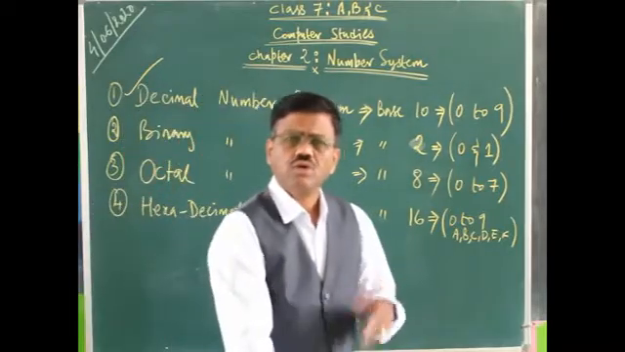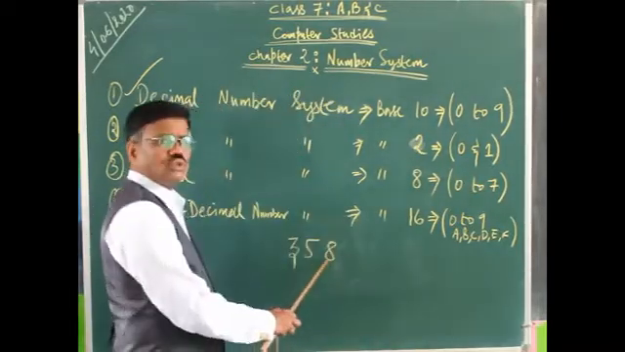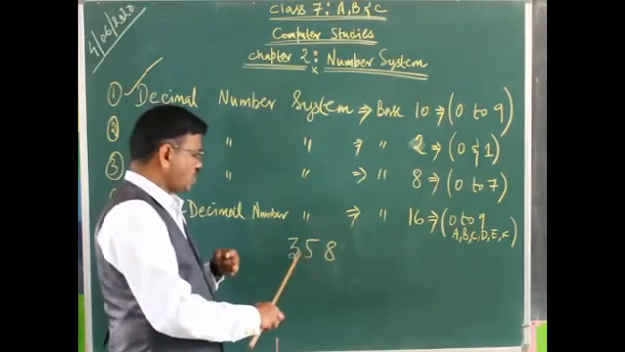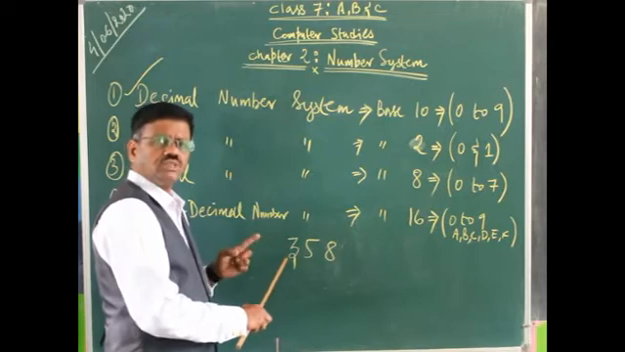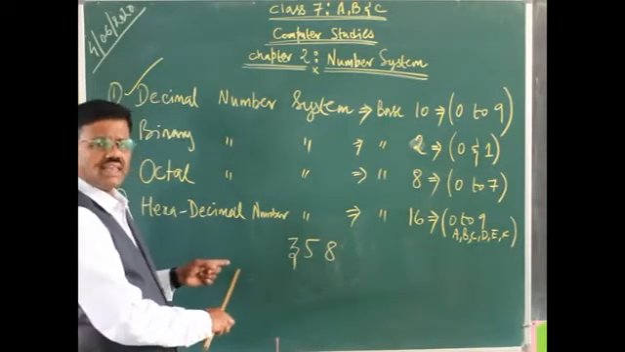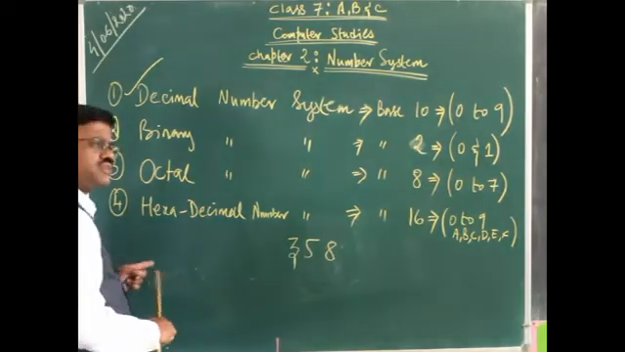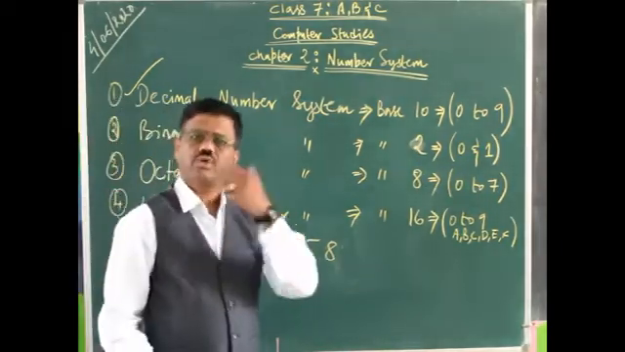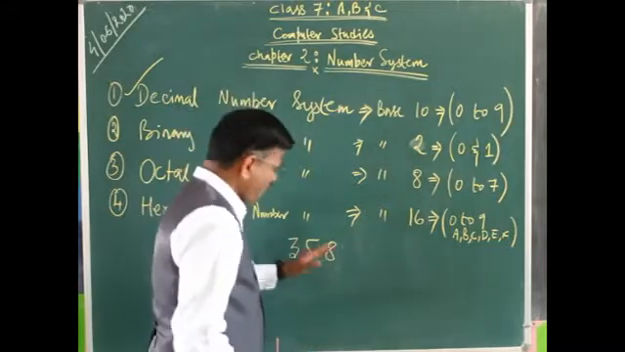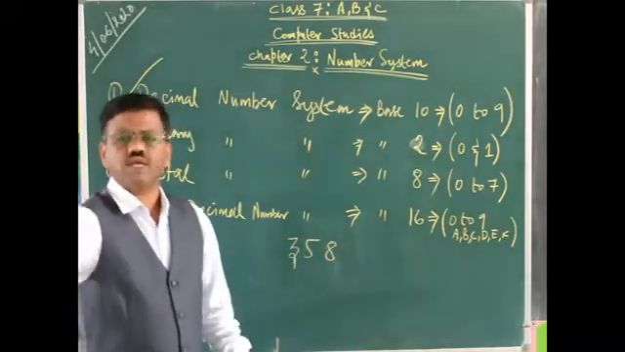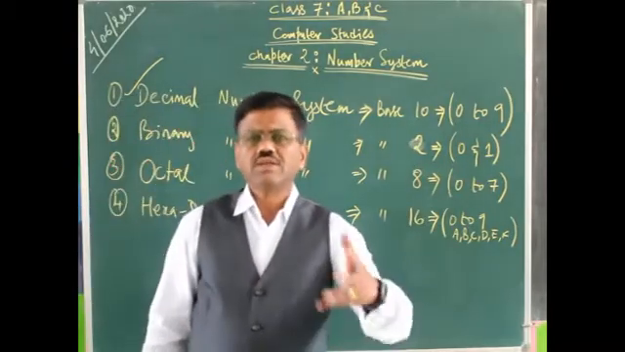What is that all about? 10 to the power of 0 is 1. 10 to the power of 1 is 10. 10 square is 100. 10 cube is 1000. 10 to the power of 4 is 10,000. 10 to the power of 5 is 1 lakh. 10 to the power of 6 is 10 lakhs. 10 to the power of 7 is a crore. And it goes on. Why is it called the decimal number system? The moment we write the number, you can immediately tell what is that value.